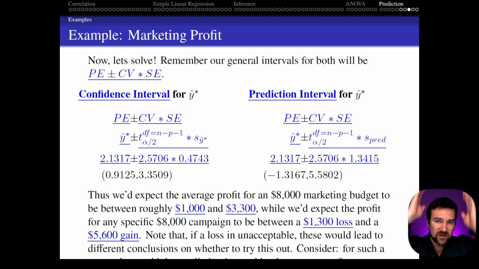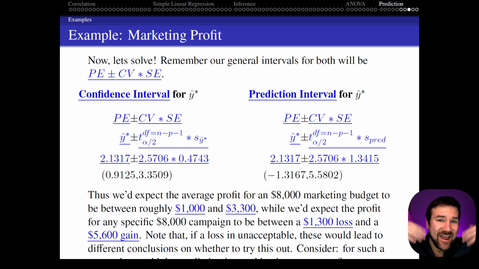All right, well, let's talk about what this means. I got 2 different intervals, and I got 2 different stories. One was the confidence interval for prediction, and one was the prediction interval. So what are these talking about? For the first one, I'd expect the average profit of an $8,000 marketing budget to be roughly between $1,000 and $3,300.